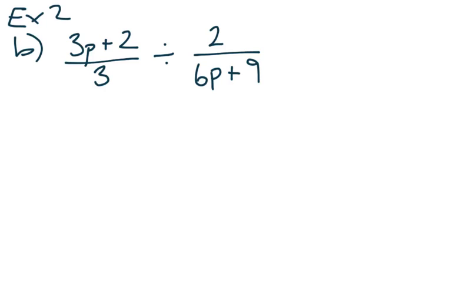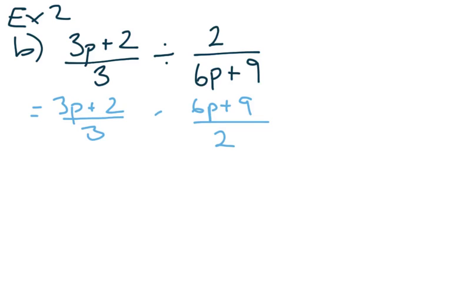Okay, with example 2b, I've got here, we're doing a division. So the first thing we have to do is flip the second fraction upside down. So we leave the first one as it is. We flip the second one upside down, and we change the sign in the middle to a multiply. After that, I then look to see if I can factorise anything on the top. So you'll notice that I can't factorise anything with the 3p plus 2. So I'm just going to leave that one.